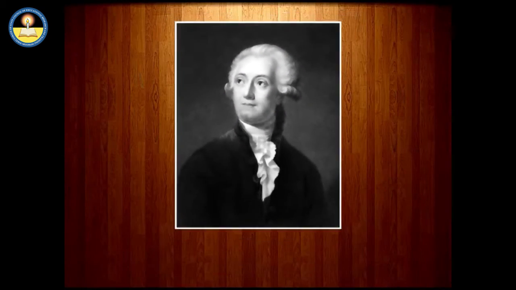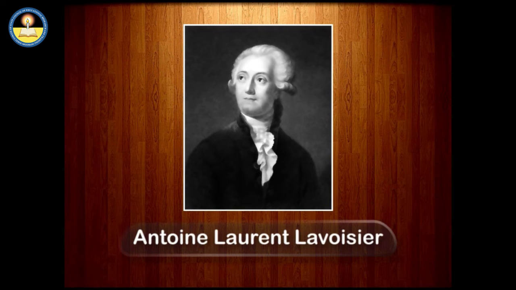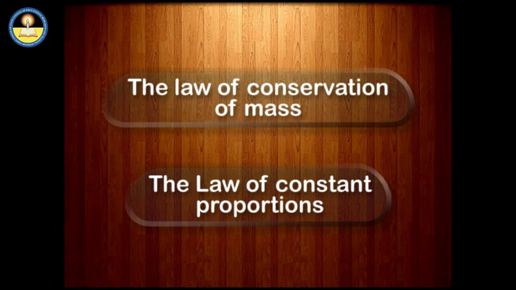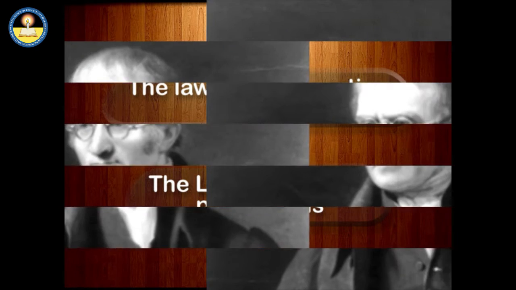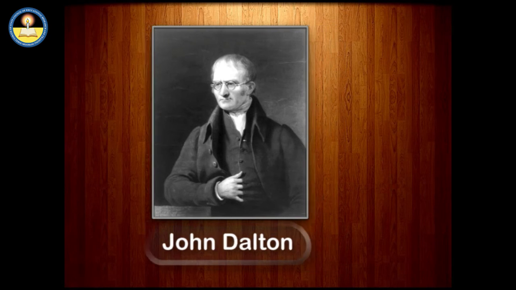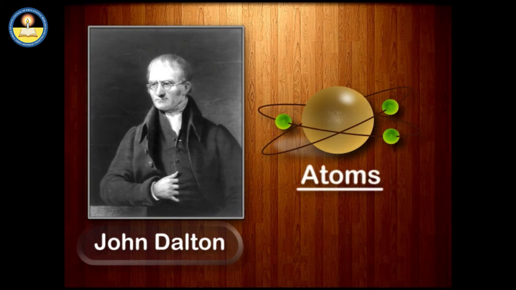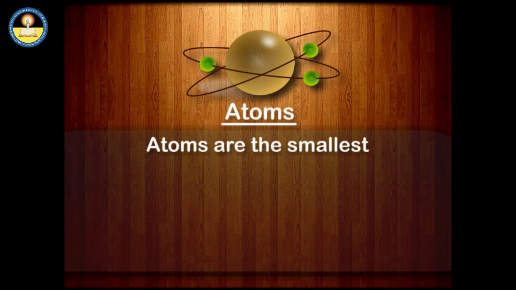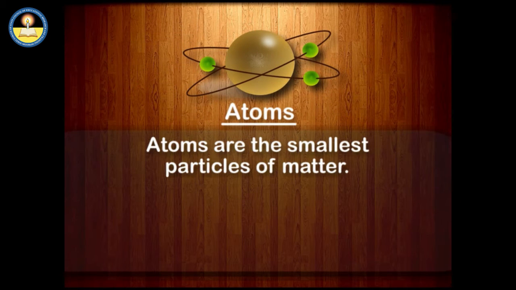Later on, a scientist, Antoine Laurent Lavoisier, had proposed two laws. One was the law of conservation of mass, and the other, the law of constant proportions. British chemist John Dalton had given the basic theory related to the nature of matter. He had taken the name atoms as given by the Greeks. He had proposed that atoms are the smallest particles of matter.